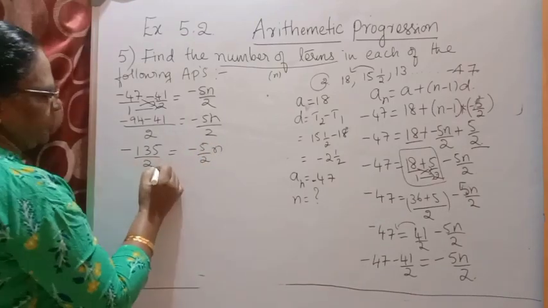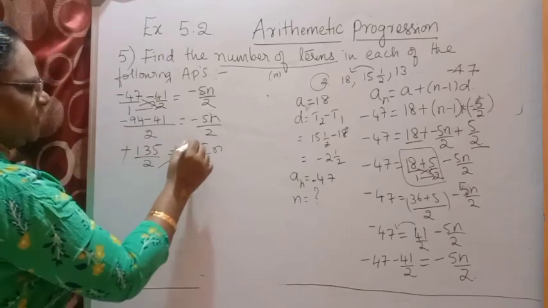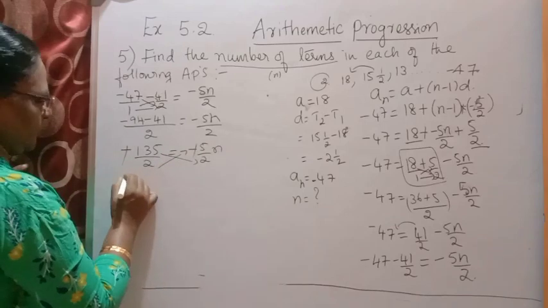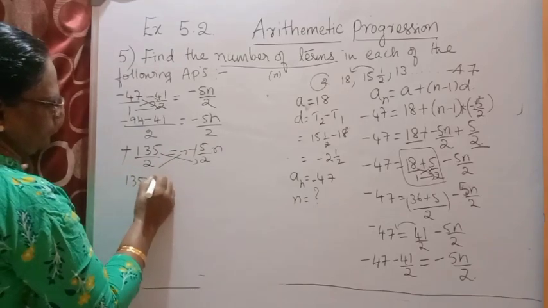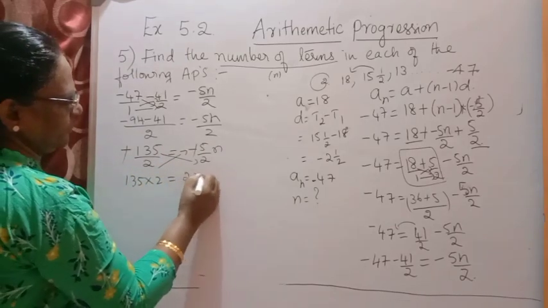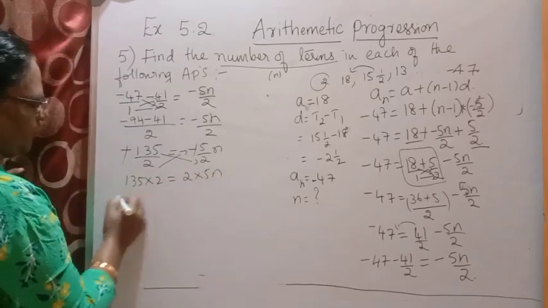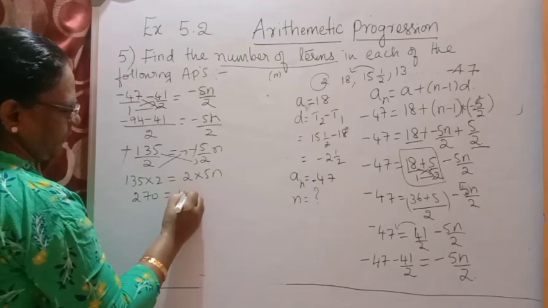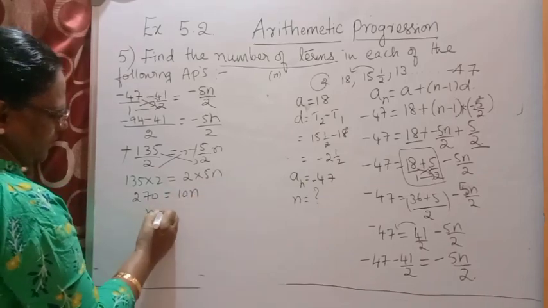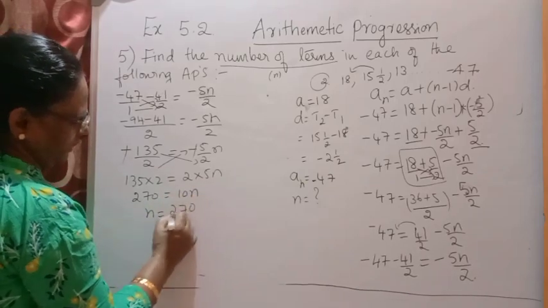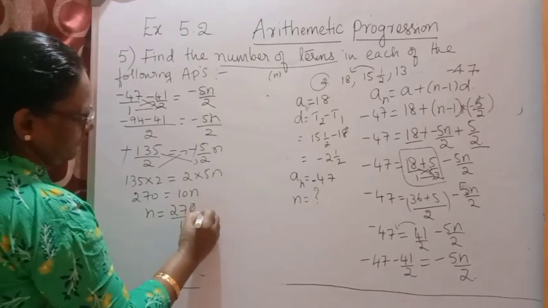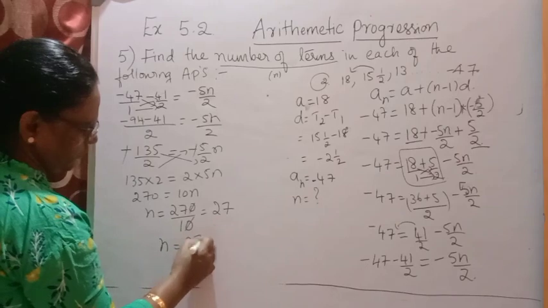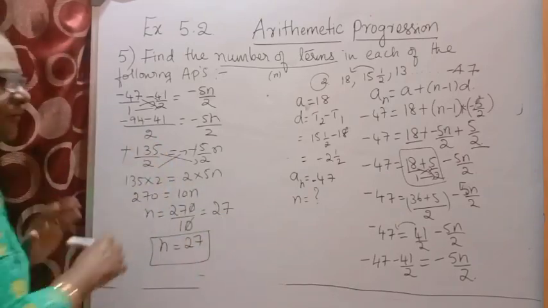Okay, now cross multiply. I can cancel minus and minus now. After cancelling, cross multiply. 135 into 2 is equal to 2 into 5n. So how much? 270 is equal to 10n. Okay. N is equal to 270 divided by 10. 27. Therefore, the number of terms is equal to 27.